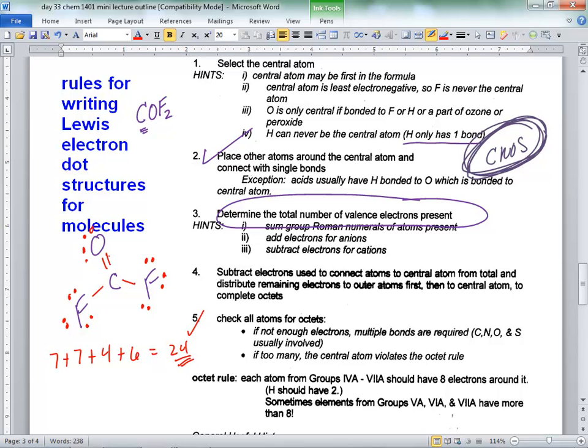How many does oxygen have around it? 8. 2, 4, 6, 8. What does the 4 have to do with carbon? That's a good question. It only has to do with the pot, the contribution carbon made to the electron pot. That's all it has to do with. It has nothing to do with the molecule.